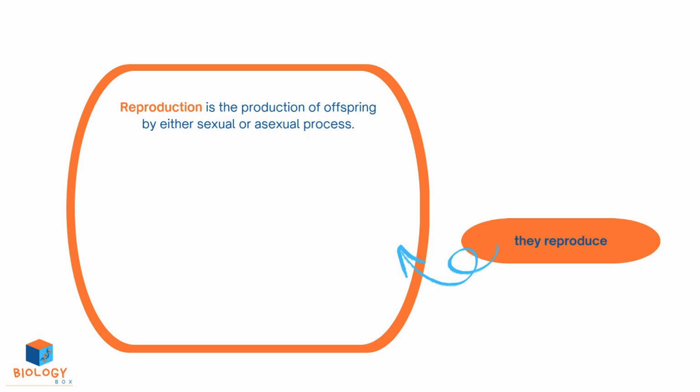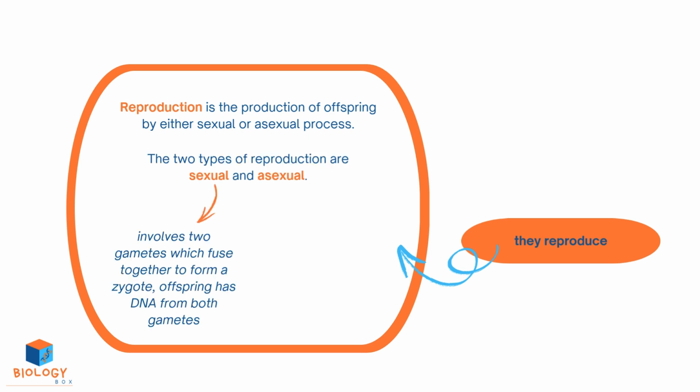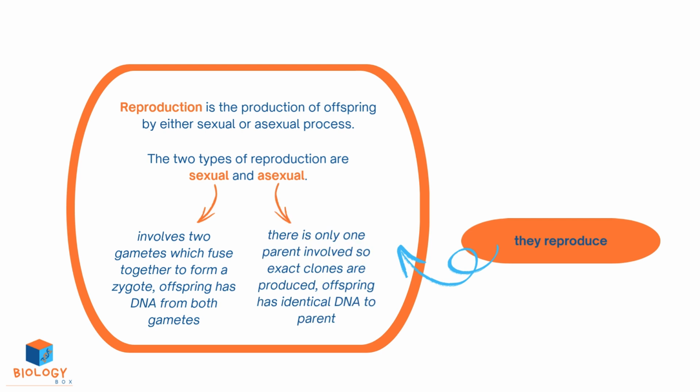Reproduction is the production of offspring by either sexual or asexual process. Sexual reproduction involves 2 gametes fused together to form a zygote. The offspring created from sexual reproduction have DNA from both gametes. The other form of reproduction is asexual reproduction. This is when there is only one parent involved, so the offspring produced are clones of the parent, as their DNA is identical.